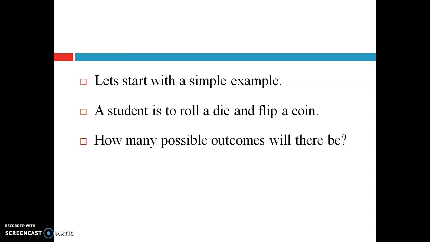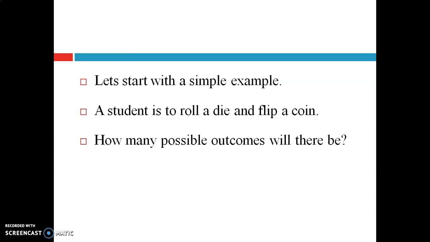So in this example the student is doing both, rolling a die and flipping a coin at the same time. If you see the sample space, that is the possible outcomes for the coin, it is nothing but 2, that is head and tail. And the sample space for the die, the possible outcomes after rolling, is 1 to 6. Here both things are happening simultaneously.